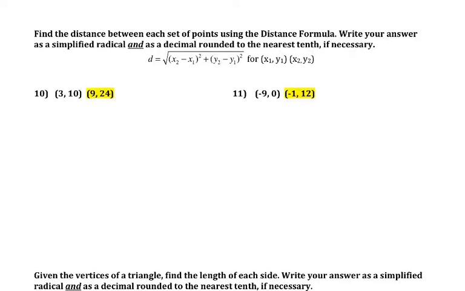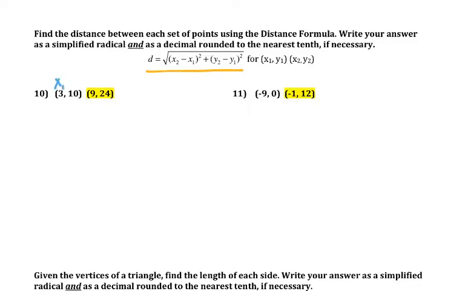So the directions for 10 and 11. Find the distance between each set of points using the distance formula. Write your answer as a simplified radical and as a decimal rounded to the nearest tenth if necessary. So we're just substituting into this formula. So we need to know, hey, what's x1 and what's x2? What's y1? What's y2? So the x1 would be 3.